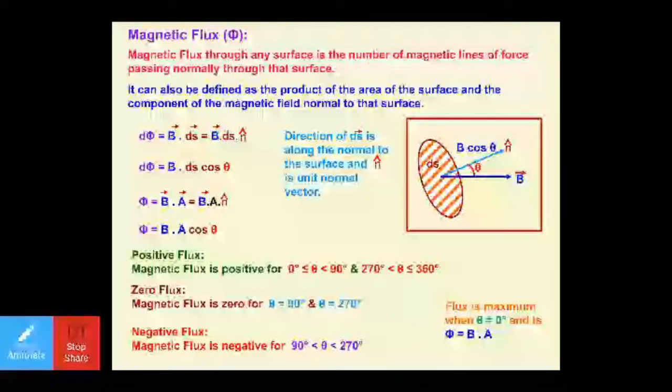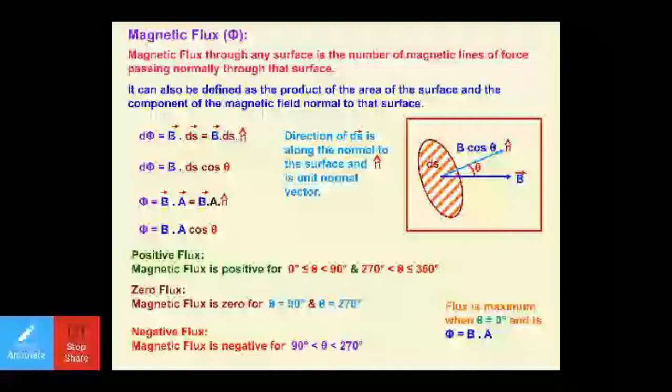Positive flux, zero flux, and negative flux. Let me tell you, we can talk about the flux in three ways. If the direction of the field and the direction of the normal of the area are in the same direction, you can take it to be a positive flux. If the magnetic field and the normal of the area are opposite to each other, then you can say it is a negative flux.